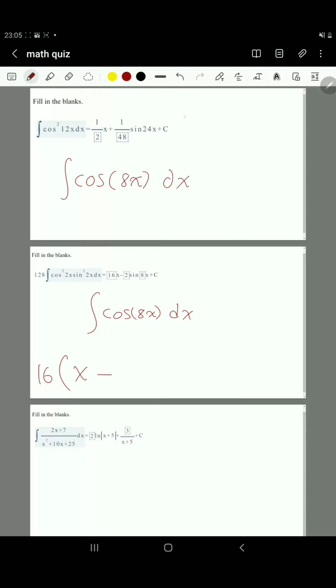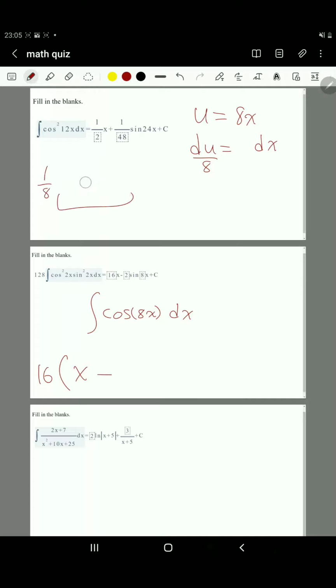From now on, instead of doing the substitution, u is equal to 8x, then du is 8 dx. You divide by 8, and you get this. And dx just becomes du over 8, and that becomes a u. And the integral of cosine becomes sine u. And u is just 8x, so your integral just pops out to be this.